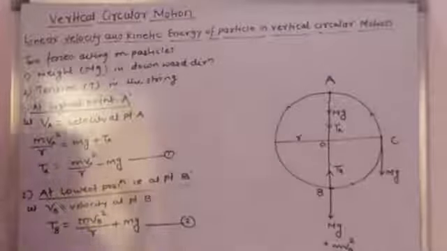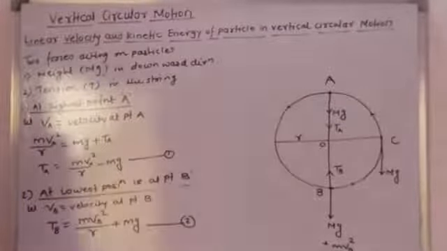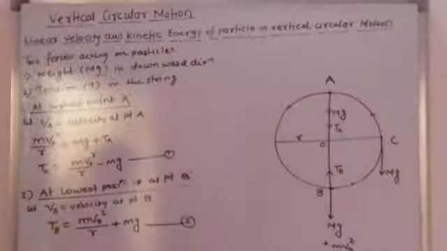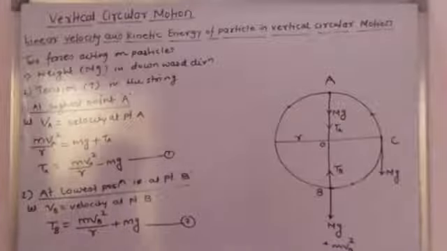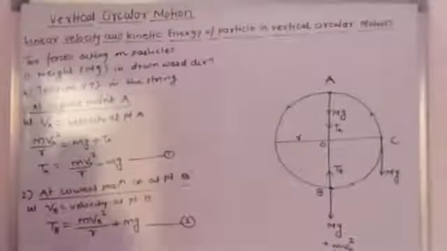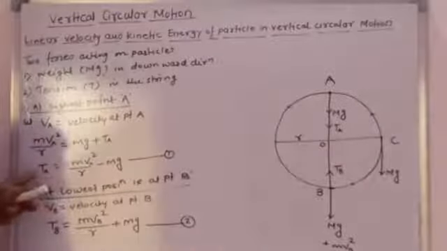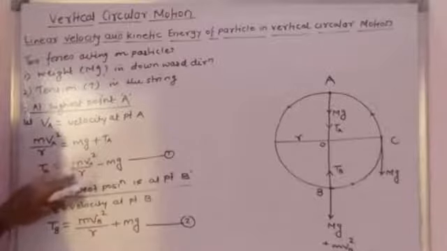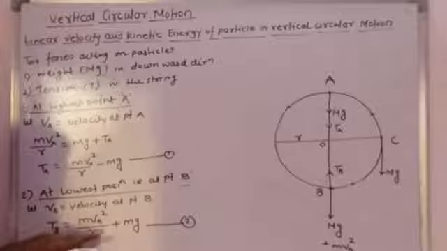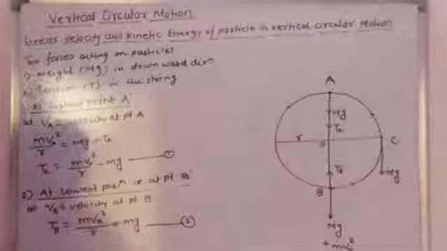These are the tensions acting at different points, that is at point A and at point B, on the particle performing vertical circular motion. Now we have to find the linear velocity at point A, at point B and also at point C. So we use these two formulas: Ta is equal to m Va square by r minus mg, and Tb is equal to m Vb square by r plus mg at point B.